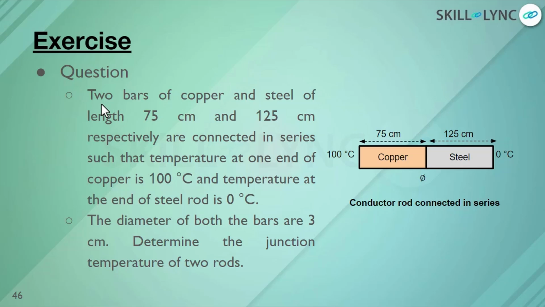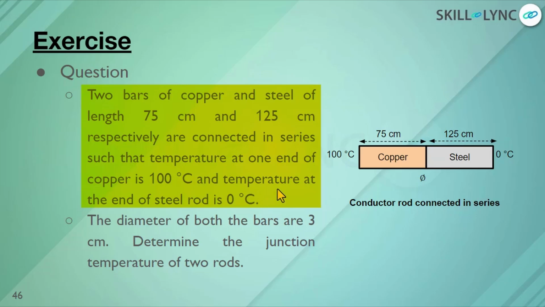The question says, two bars of copper and steel of length 75 cm and 125 cm respectively are connected in series such that the temperature at one end of the copper is 100 degrees Celsius and temperature at the other end of the steel rod is 0 degrees Celsius.